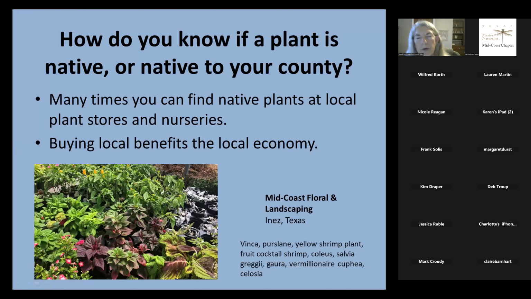So a few things before we get into the specific native plants. One is, how do you know whether a plant is native to your area? Where is it native to? So many times you can find native plants in a nursery, and you want to support your local nurseries because that's going to support your local economy. But there are ways to find out.